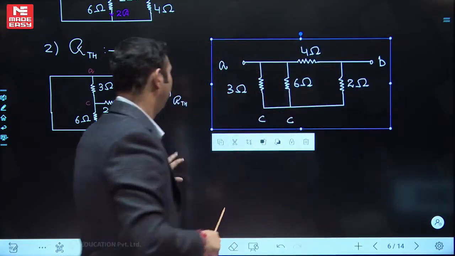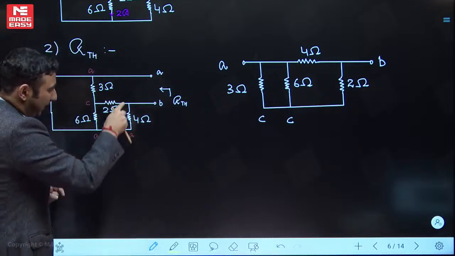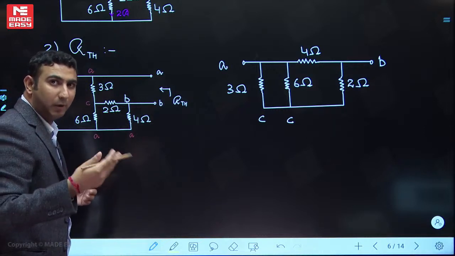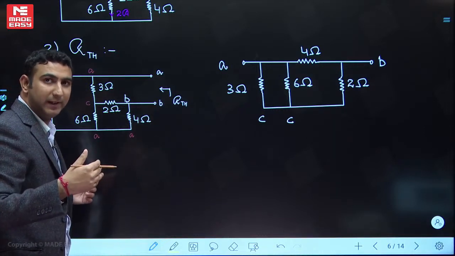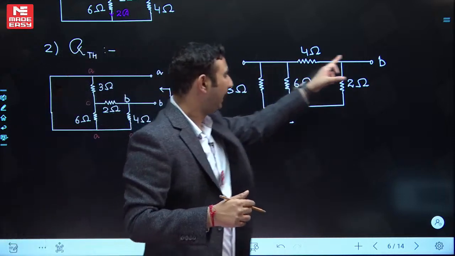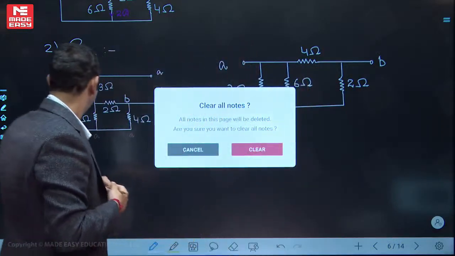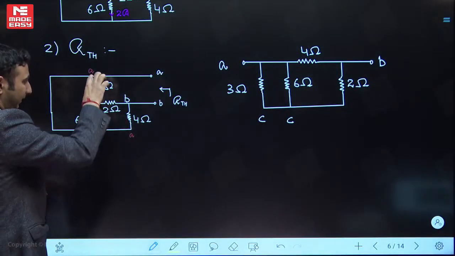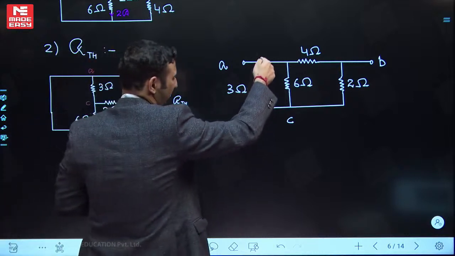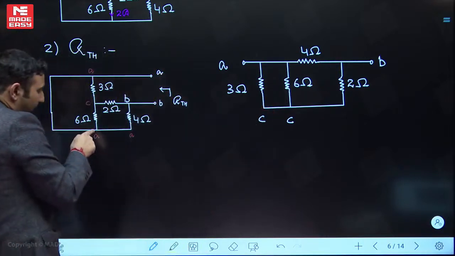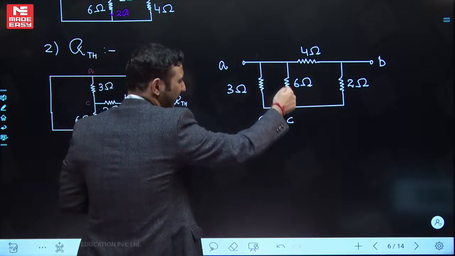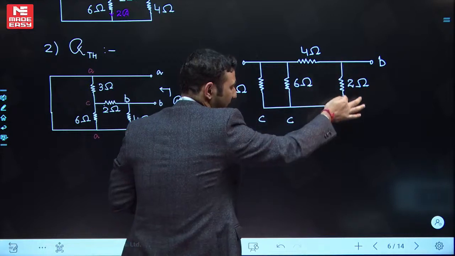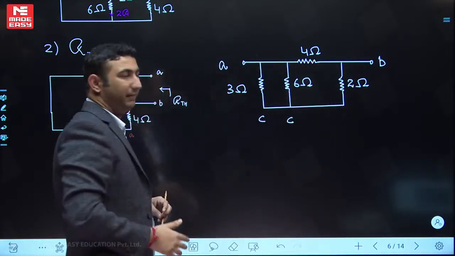Have a look over here. Between A and B, we have 4 ohm. So we always mark first those points between which we are trying to find the equivalent resistance. So A and B, 4 ohm we marked. Then between A and C, 3 ohm is connected. Between A and C, 6 ohm. Between B and C, 2 ohm. So C point we already have. This is the circuit that I'll be having.